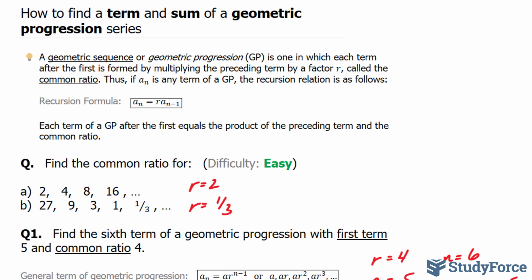And there you have it. That is how to find a term and a sum of a geometric progression series.